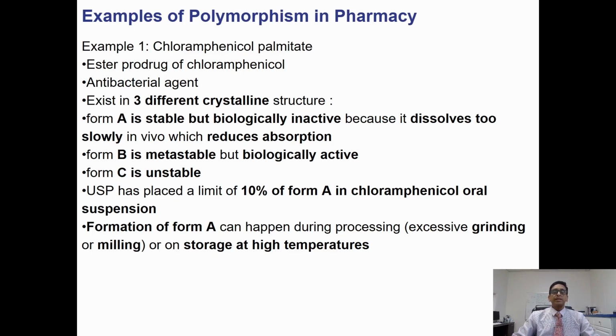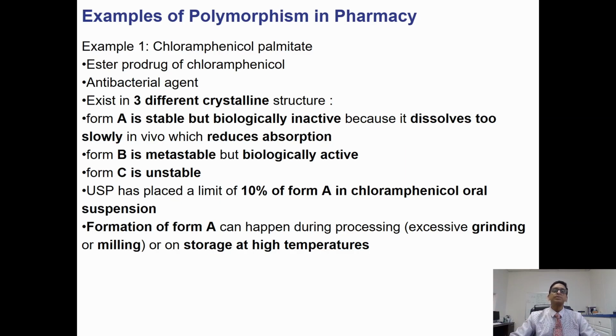Looking into this characterization of chloramphenicol palmitate polymorphs and polymorphism behavior, the United States Pharmacopoeia has placed a limit of 10% of polymorphic form A in the oral suspension dosage form. Formation of form A can happen. So there is a chance of conversion of B to A, or C to B, or C to A, which may happen during storage, grinding, or milling at high temperature.